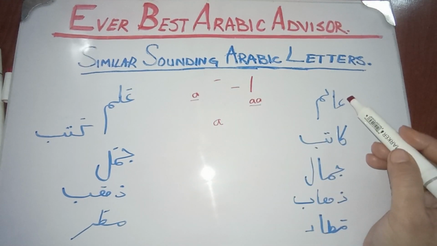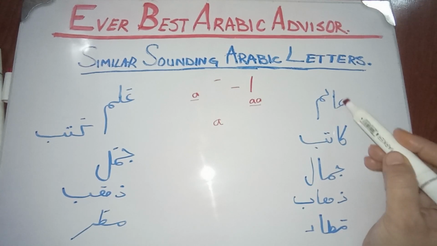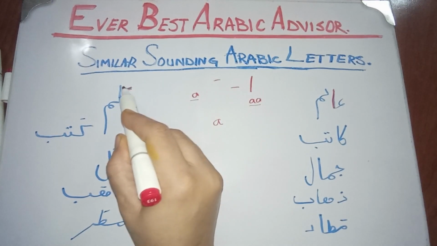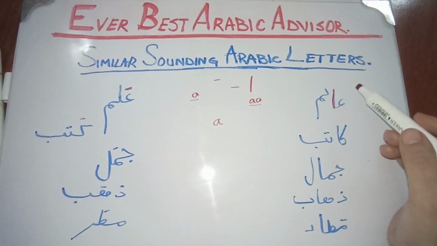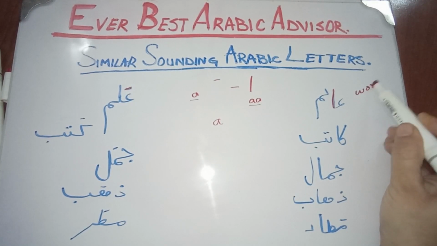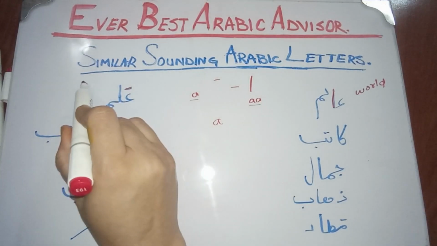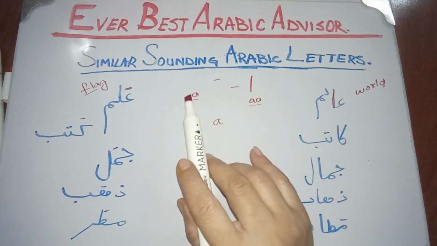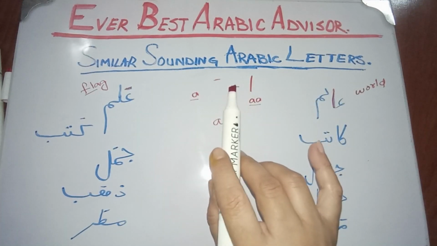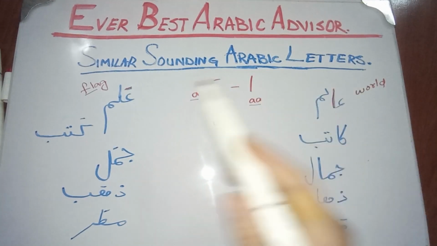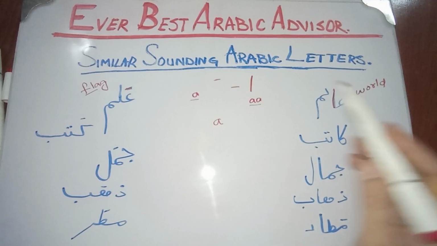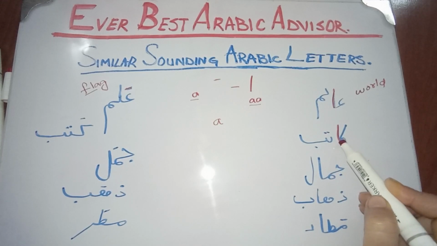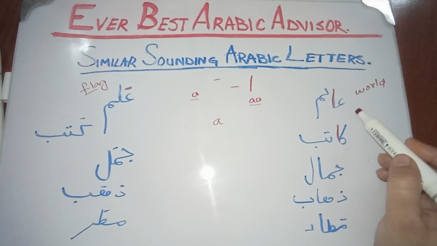Let's move toward the first word. It's Alam, ain and alif. Alam means world. Alam, ain with zabar, means flag. You see, this is a difference. If we do not make a difference between these two sounds, and while writing we do not make the difference, the big difference in the meanings can be world, flag. Katab, kaf, alif, katab, to correspond.